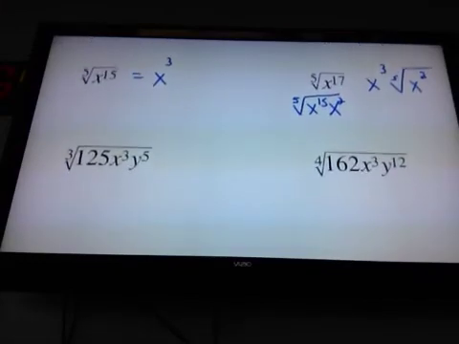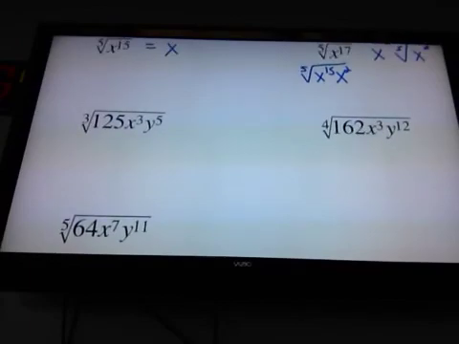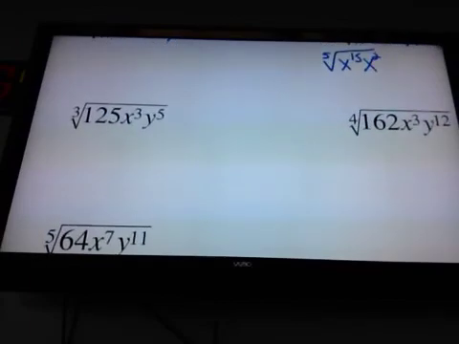All right, so let's put these together. Cube root of 125. That's a perfect cube, that's equal to 5. Cube root of x to the 3. 3 goes into 3 evenly 1 time, none left over. 3 goes into 5 evenly 1 time with 2 left over.